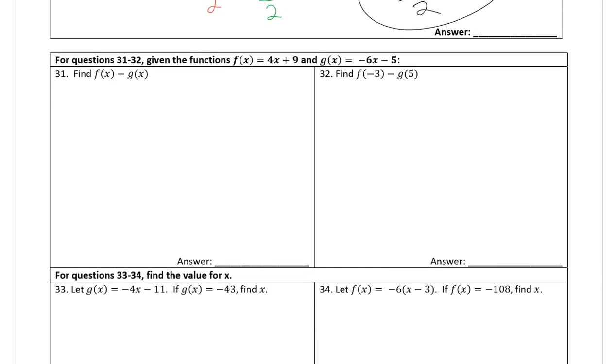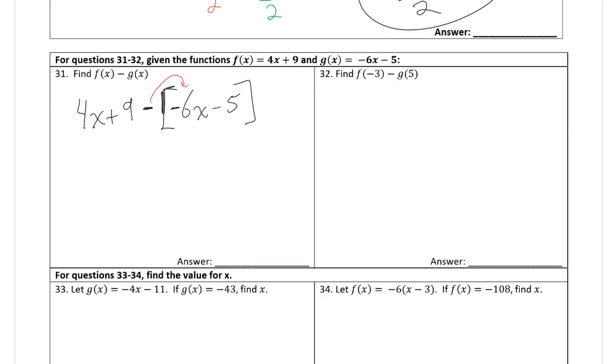Alright, so we're given our two functions. Our first one here, we want to do f of x minus g of x. So remember, with subtraction, the order really matters here. So my f is 4x plus 9. Now I'm subtracting, and again, we want to think of the second term being in those nice brackets because we got to distribute. So my g of x is -6x minus 5.